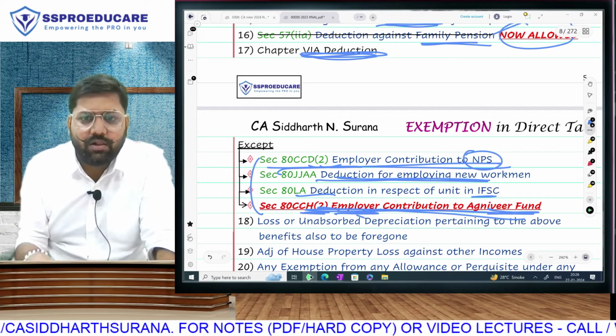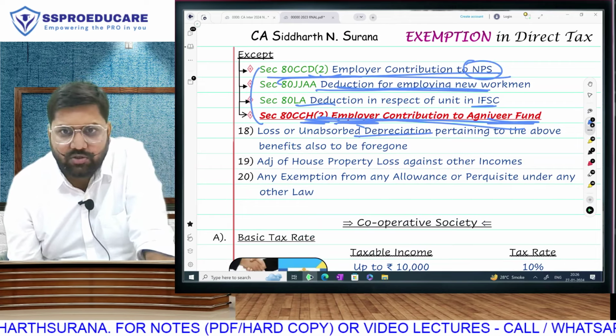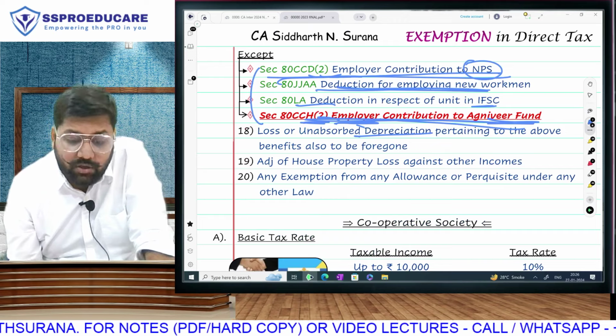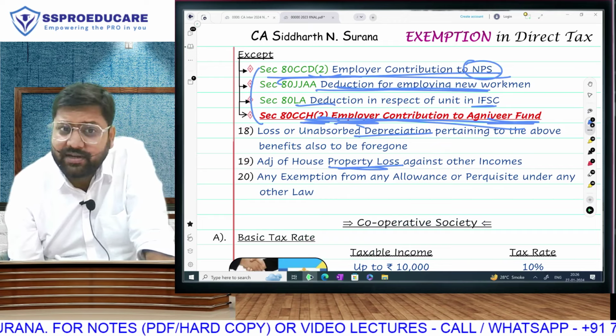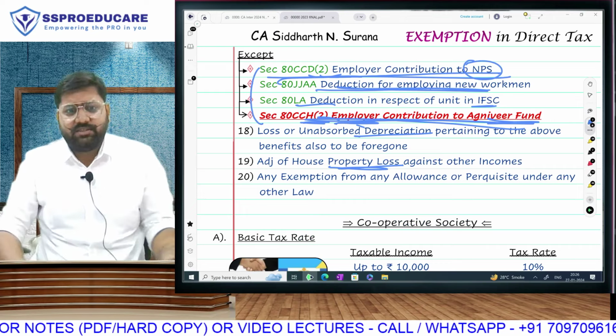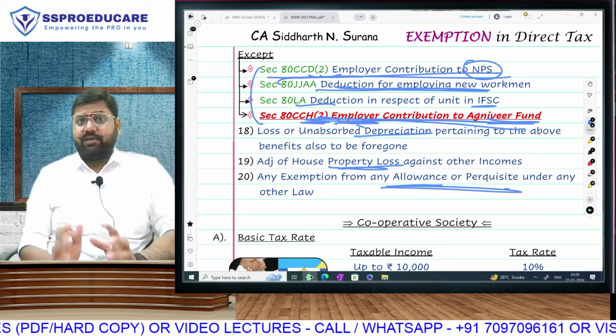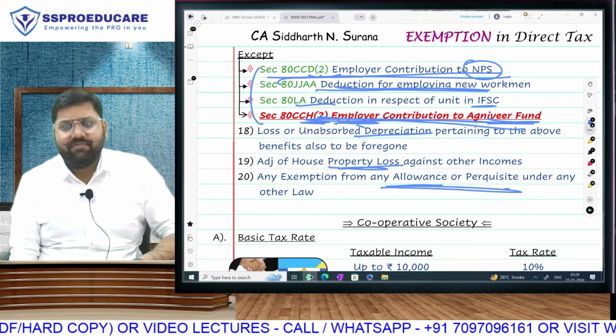Next, with respect to all the deductions that you have foregone, if there is any loss or unabsorbed depreciation, that will also not be allowed. If you have house property loss, can house property loss be adjusted against other heads of income? Maximum 2 lakh, but yes, we can adjust, but only in the old regime, not allowed in the new regime. And if there is any exemption of any allowance or perquisite, not in income tax, but in any other law, so that will also not be allowed.